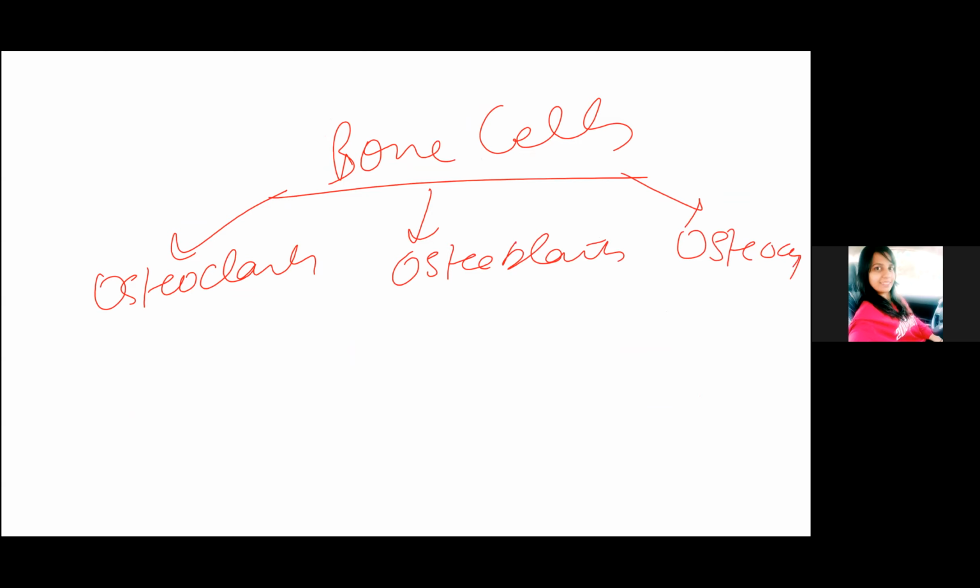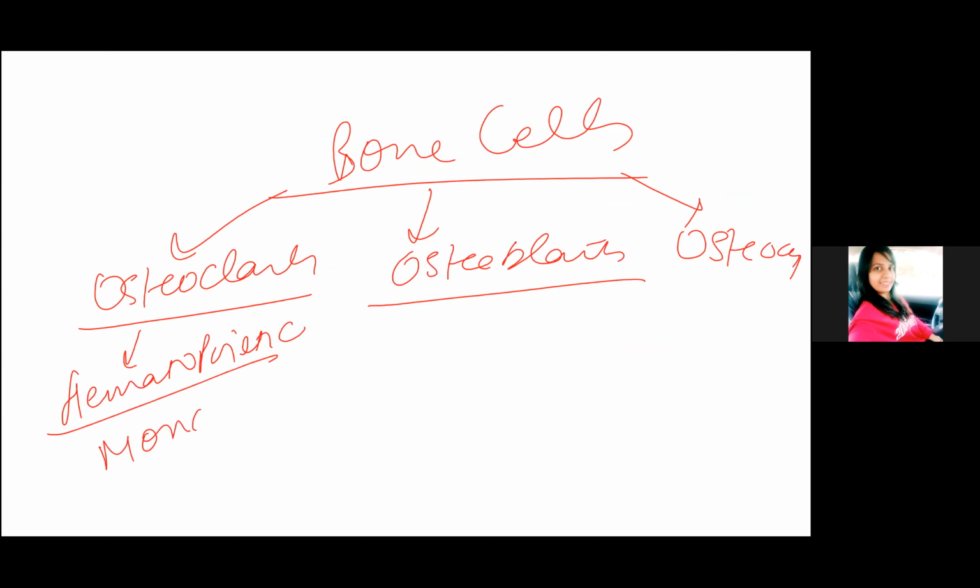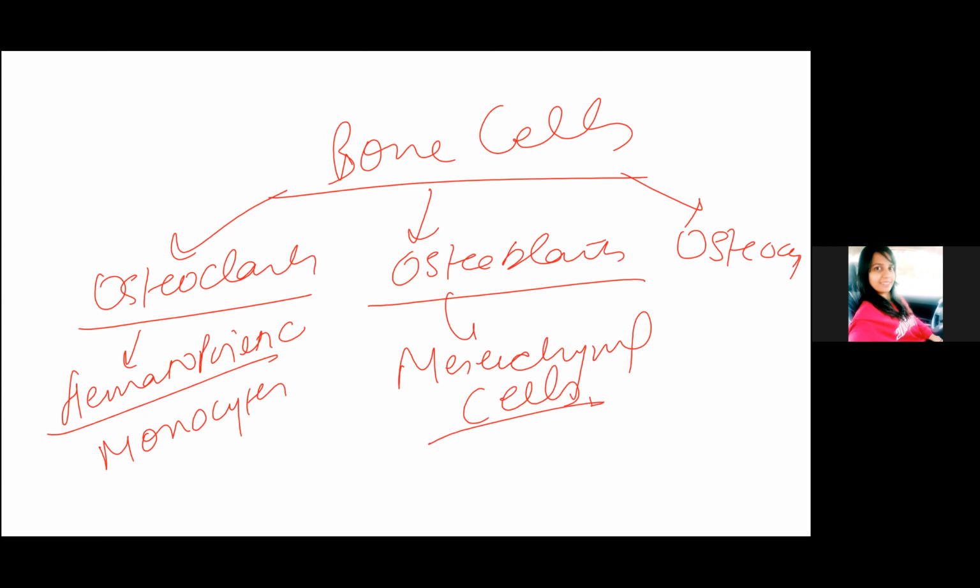Now, firstly, osteoclasts are formed by the hematopoietic cells. Which hematopoietic cells? Those are the monocytes. Osteoblasts are formed by the mesenchymal cells, and osteocytes are formed by the osteoblast itself. Osteocytes are the maximum, that is 90%.